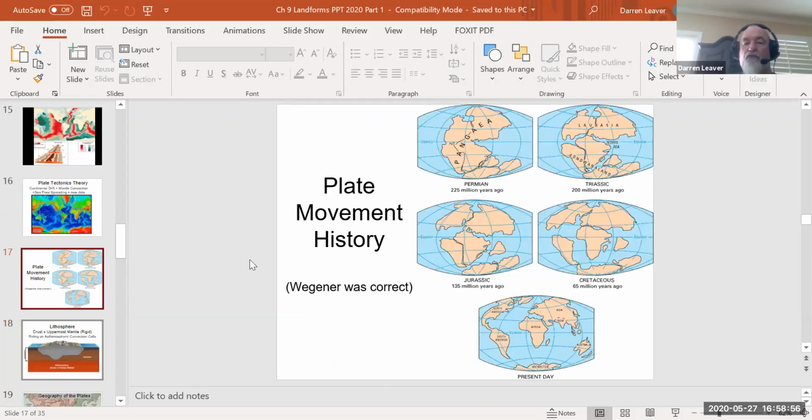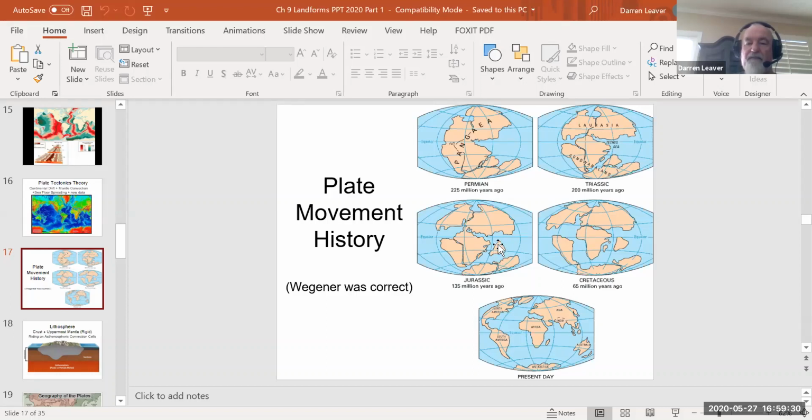So what indeed happened? 225 million years ago, we did have this supercontinent called Pangaea. The northern portion was called Laurasia, and the southern portion, I love this name, was called Gondwana land. And since then, they've been splitting apart into our current configuration. So this is 225 million years ago, 200 million years ago, 135 million years ago, 65 million years ago, and present day.